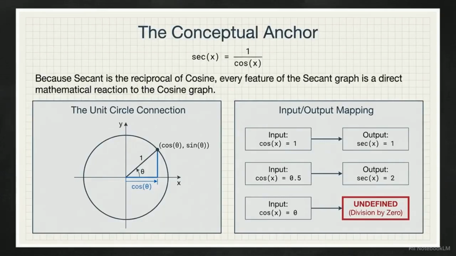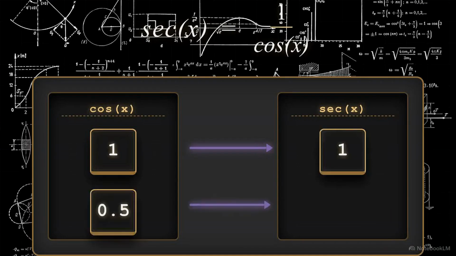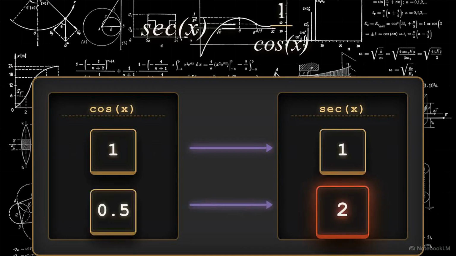Secant is the exact reciprocal of the cosine function. A reciprocal simply means taking the number 1 and dividing it by your original value. Because of this relationship, standard whole number cosine values give us highly predictable secant results. If the input yields a cosine of 1, the secant is 1. If cosine drops to 0.5, the secant flips to a clean 2.